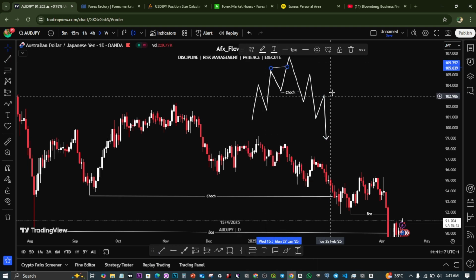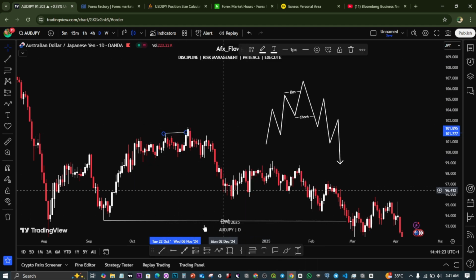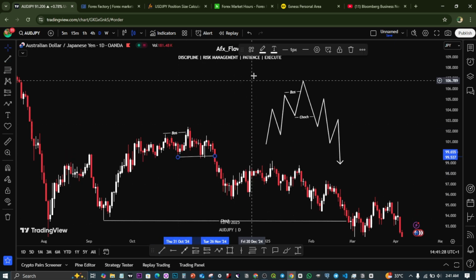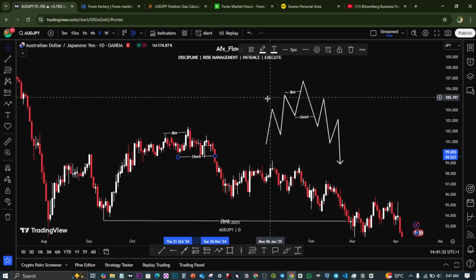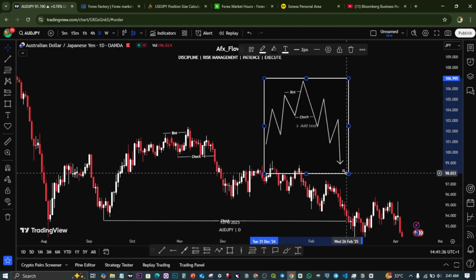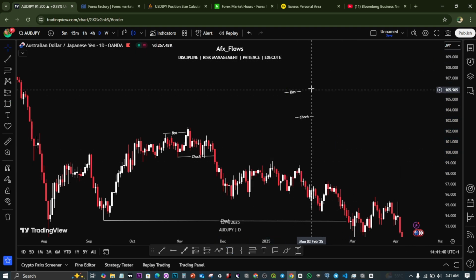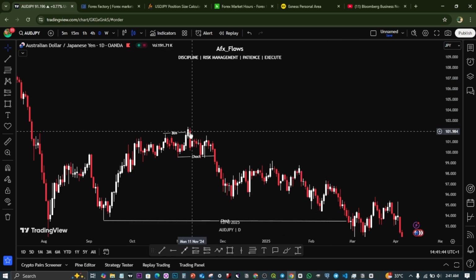This is a break of structure. That's what happened here. This is a break of structure here, this is a break of structure, and this is a change of character to the downward side here. So that's what basically happened. This is the structure, everything I just drew from here to here. So that's a minor change of character that happened, which is why the down one I showed before was a major change of character.